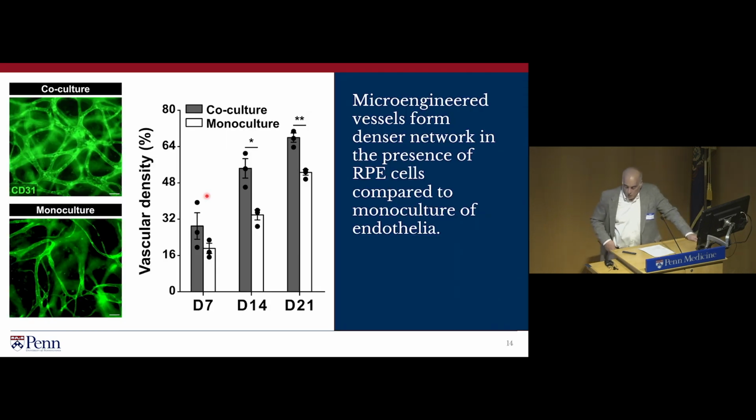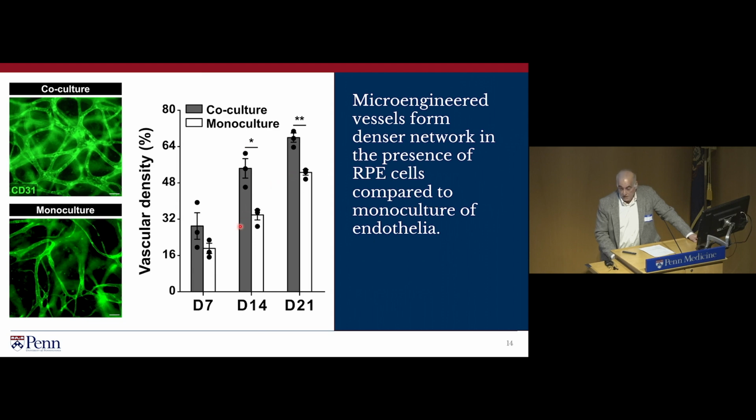Okay, so the next question is, in this model that we have, is there an influence of the overlying RPE on the vasculature? And also, does the vasculature influence the RPE in any way? So we did find that if we grew the vasculature in what we call a co-culture situation, which means vessels plus overlying RPE, versus monoculture, which is just the vascular alone, the co-culture situation caused the vasculature to be much more dense.